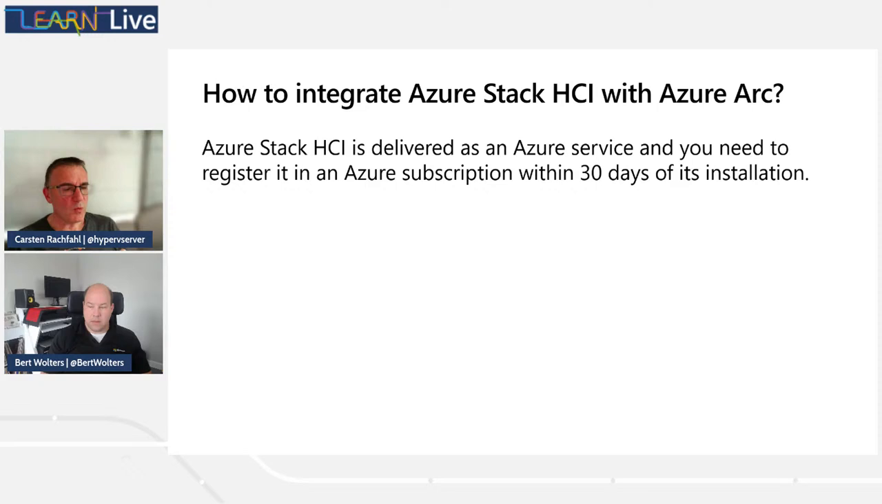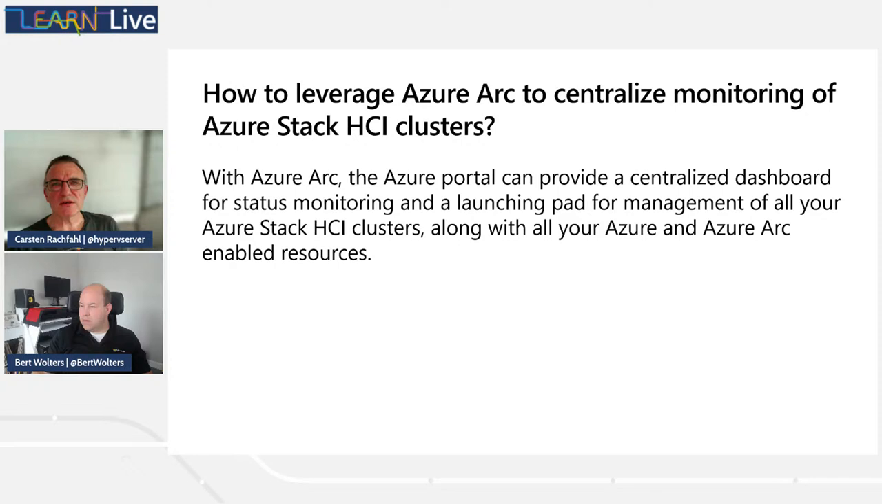But when you install your Azure Stack HCI cluster and then you register it, the trial period starts. It's at that time where it's Arc enabled. So this is not completely correct here. When you register a cluster in Azure, it's usually Arc enabled. So how do we leverage Azure Arc to centrally monitor Azure Stack HCI clusters? We can add our cluster through the registration, and if you don't do that, you can still do it with PowerShell afterwards.